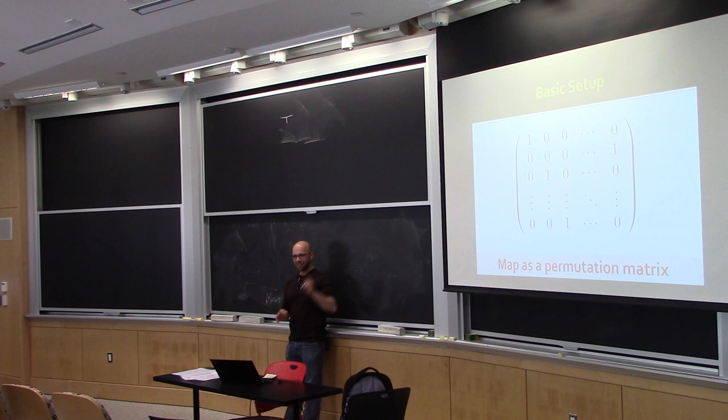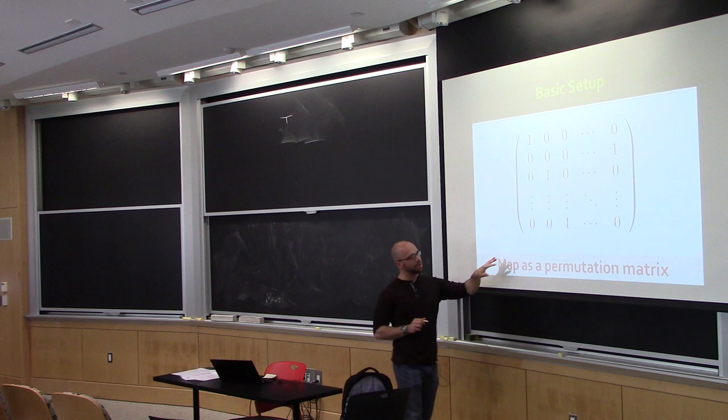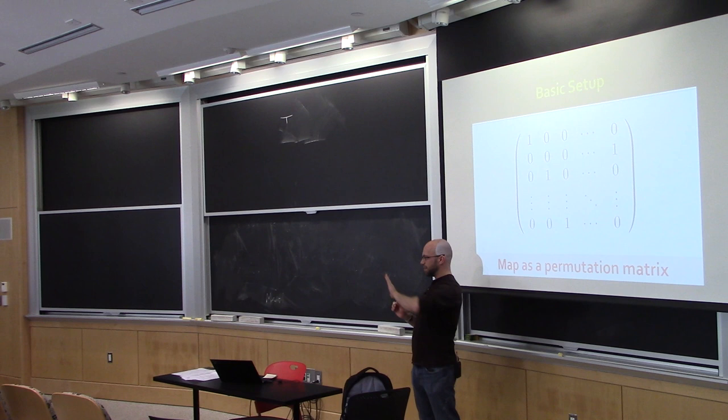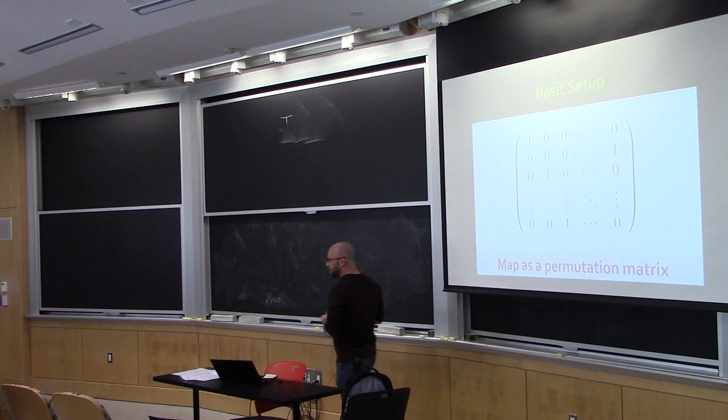Cool. And so assuming that our objects are all roughly sampled the same way and with the same number of points, then a map becomes just a permutation matrix. This is a matrix that takes the points on one object and reorders them to be points on another. Cool with the setup? Cool.